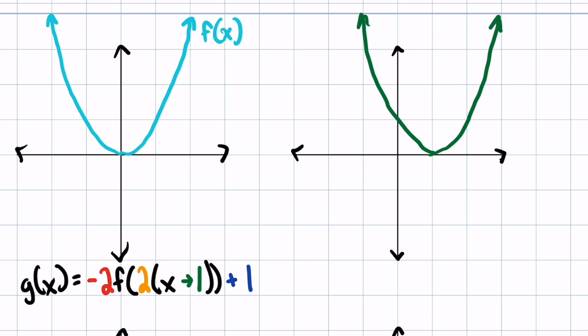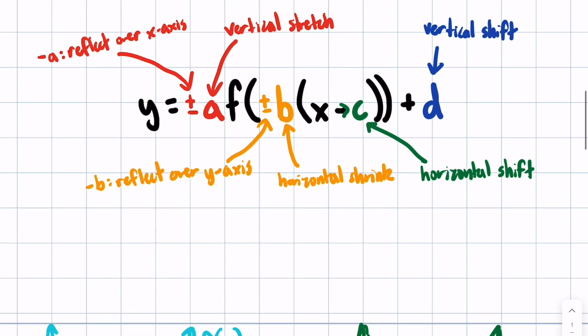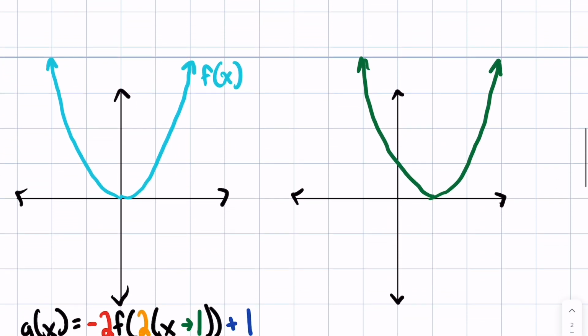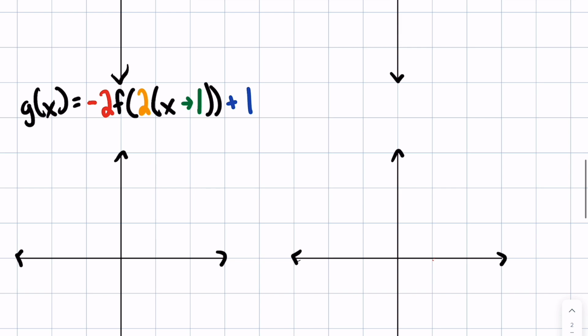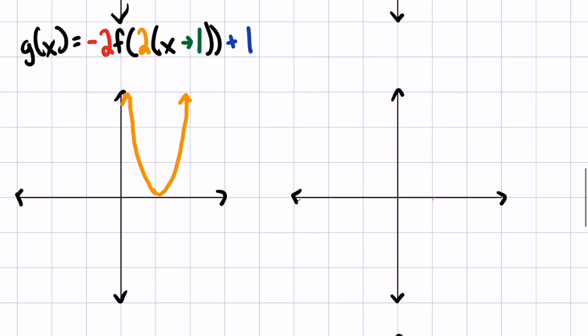Okay. And then the next thing is going to be this term right here. That's the next closest thing to x. And so remember, from up here, that is going to be our horizontal shrink. So we're going to compress this horizontally. So we're going to get something that looks like that. And then the next thing is our A term, the red one. So the negative sign is the first thing we're going to deal with. That means that we flip this over the x-axis. So it's going to look like that.